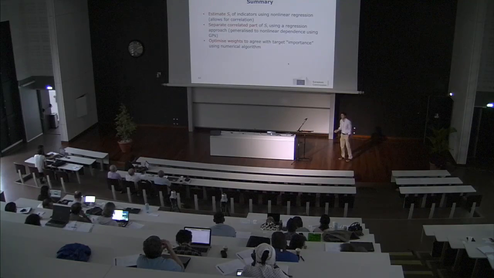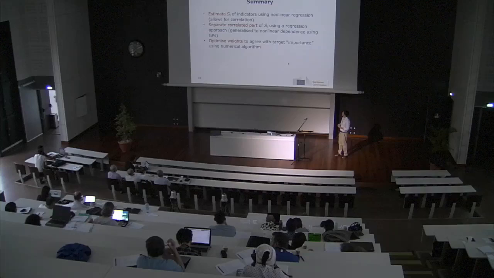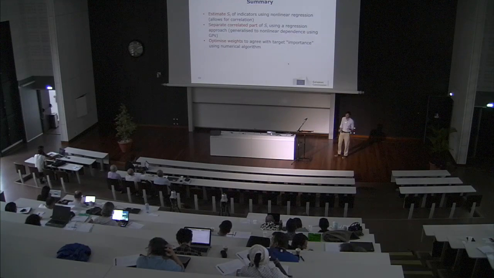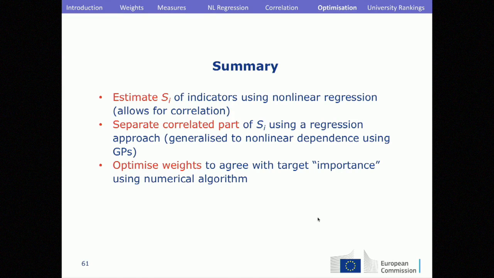So let's just go back over this, because it might seem a bit meandering in some way. We've got 3 components here. One is to use SI, the first order sensitivity index, the correlation ratio, to estimate the importance of each indicator in the composite. And we do that with nonlinear regression. The second thing we can do is to separate the correlated part from the uncorrelated part using, again, some regression approach. And the third thing we can do is to try to adjust the weights so that we get the importance that we are after, or whatever importance we desire. Okay.